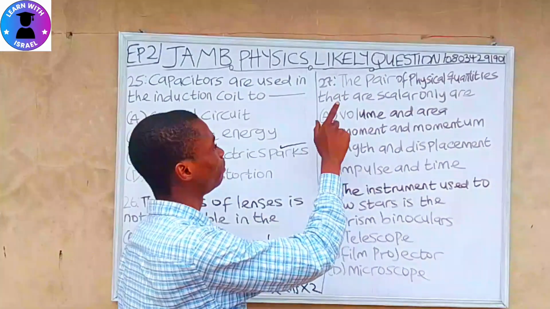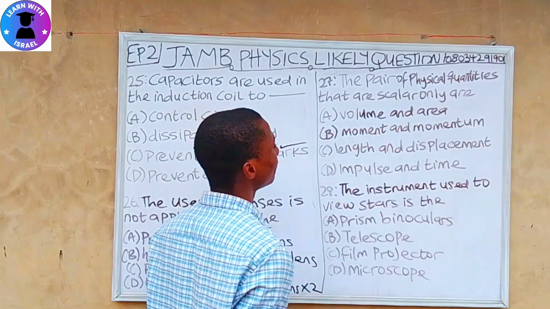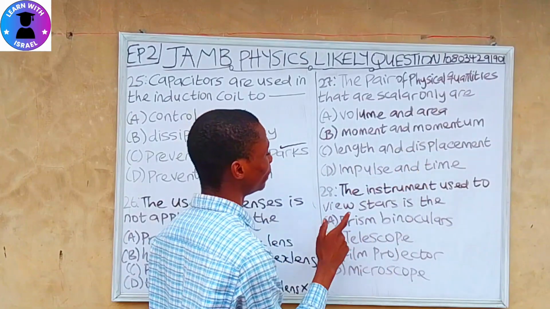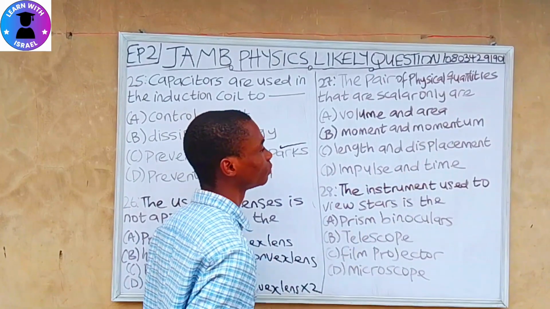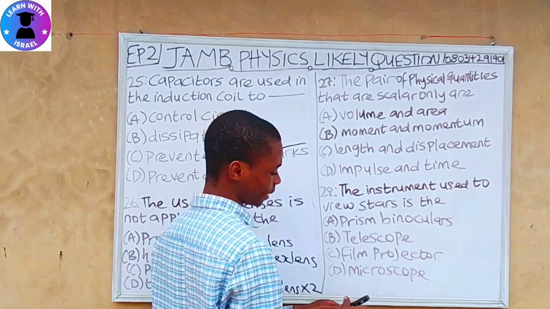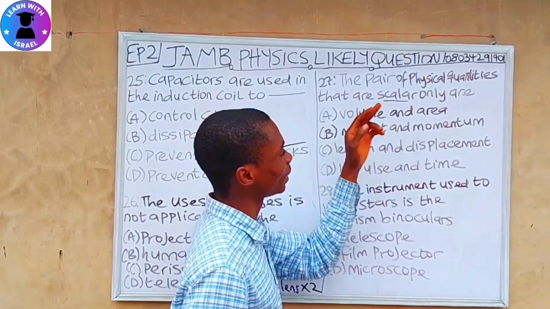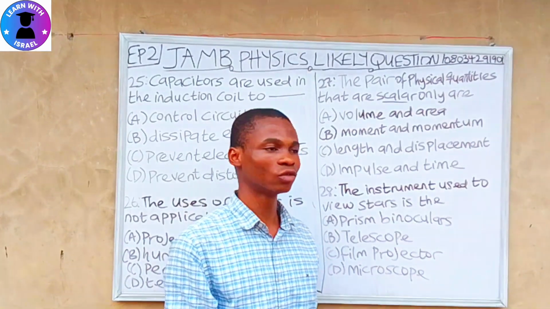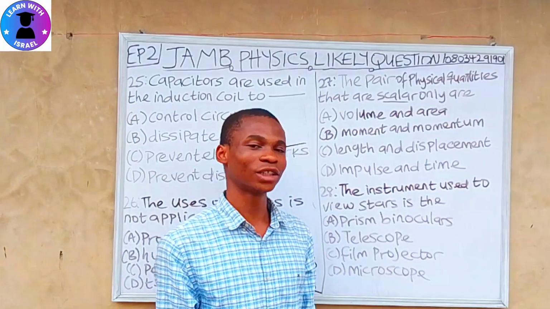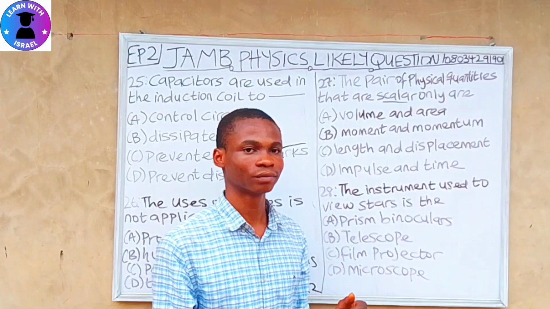Question 27. The pair of physical quantities that are scalar only are: A. Volume and area, B. Moment and momentum, C. Length and displacement, D. Impulse and time. So what's scalar? Scalar is the one that has only magnitude but no direction. So we also have vector, and vector has both magnitude and direction, while scalar has only magnitude but no direction.